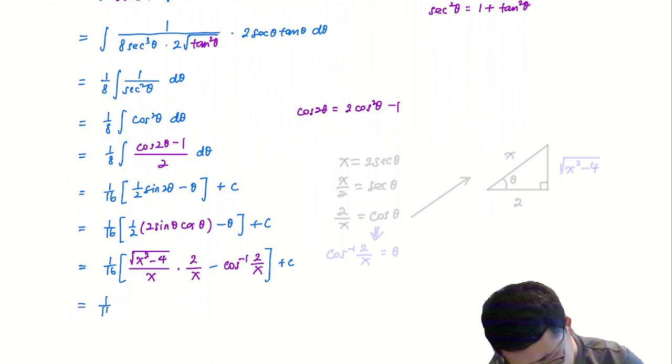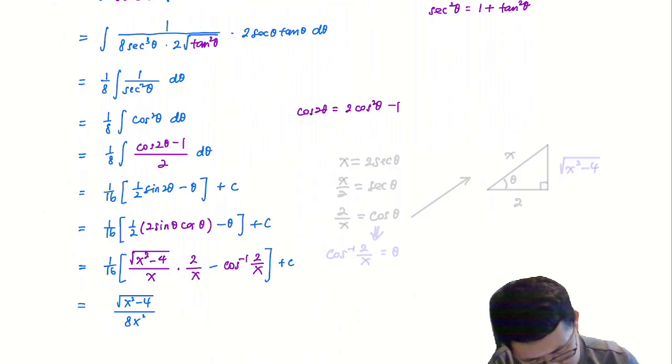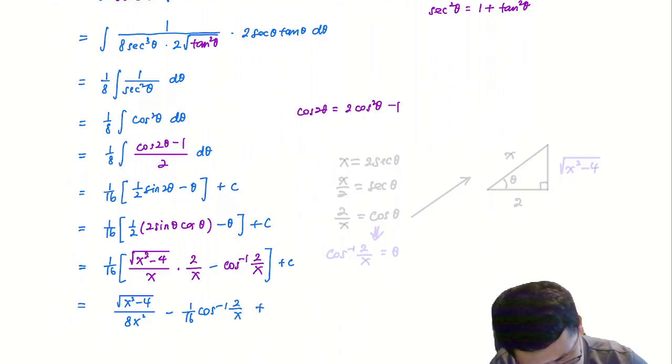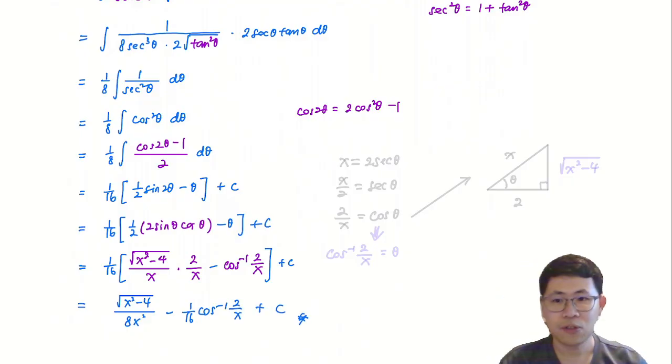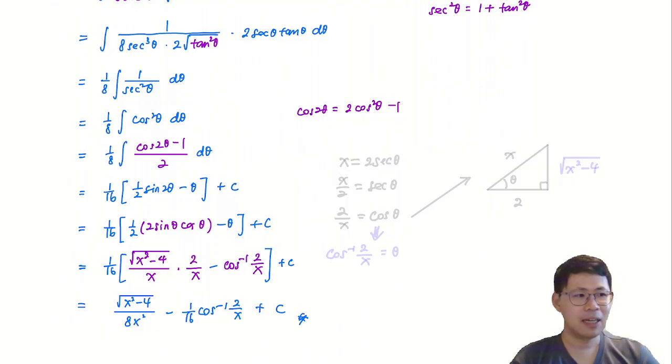We've got 1 over 16, or maybe, if you want to open the bracket, 1 over 8, or maybe this one minus 4 divided by 8x squared, then minus 1 over 16 cos inverse 2 over x plus c. So this would be our final answer.